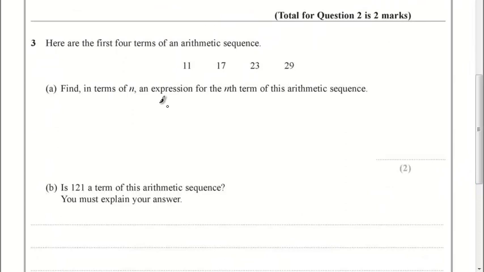Question 3. Here are the first 4 terms of an arithmetic sequence: 11, 17, 23 and 29. Find in terms of n an expression for the nth term of this arithmetic sequence. So usual thing, we find the difference between them. The difference between them is plus, how many there? 6. Is it the same here? Yes, plus 6. So it's a straightforward, as they say, arithmetic sequence.